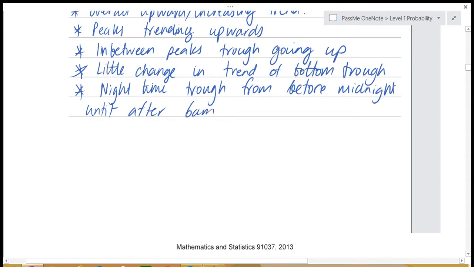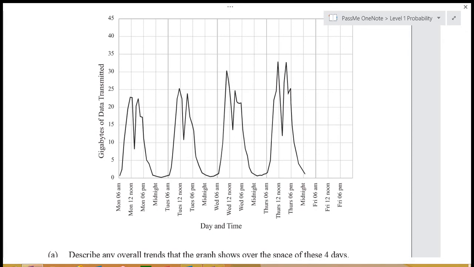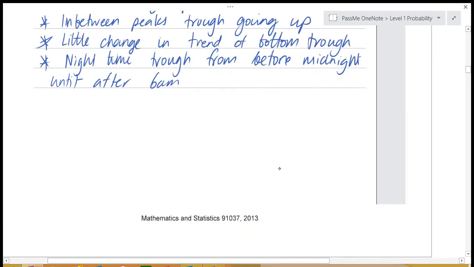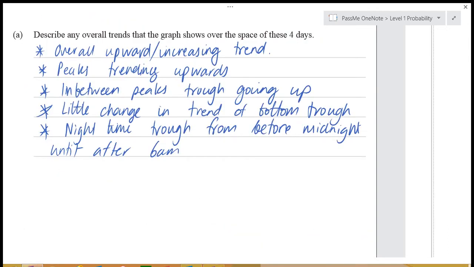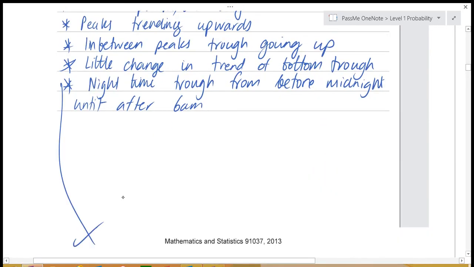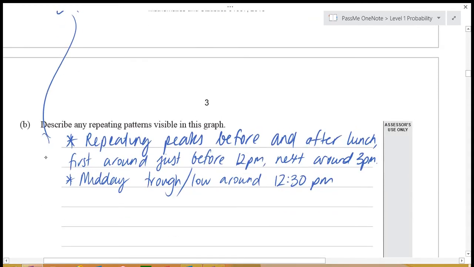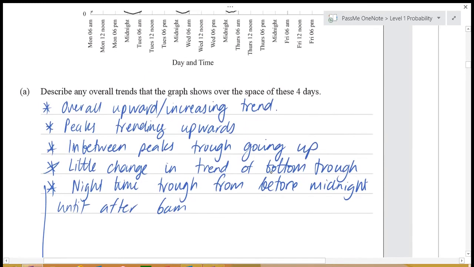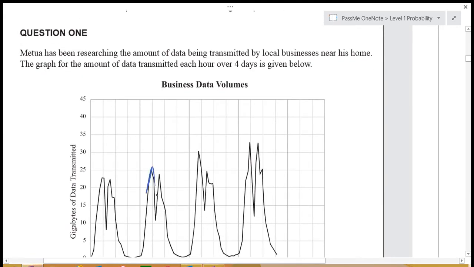Okay, anything else that we can notice there about our overall trends, about our repeating patterns that I've put up here? That one there should have come down here, so we'll bring that down here. Okay, that's about it when we're talking about our troughs. So we've got basically our peaks and our troughs and our big troughs, and that's what we've got.